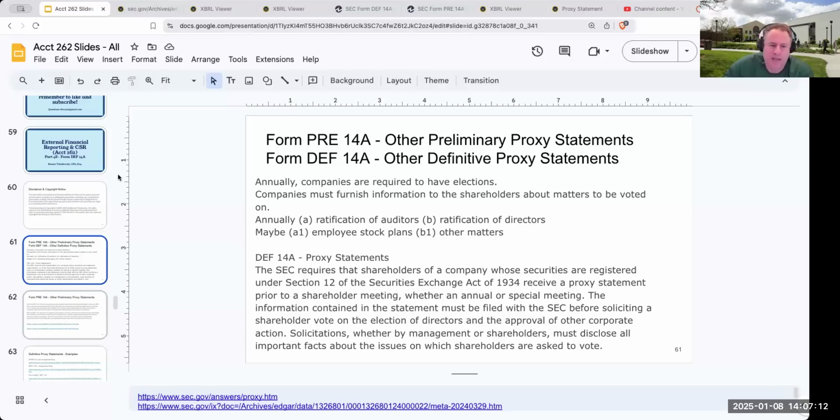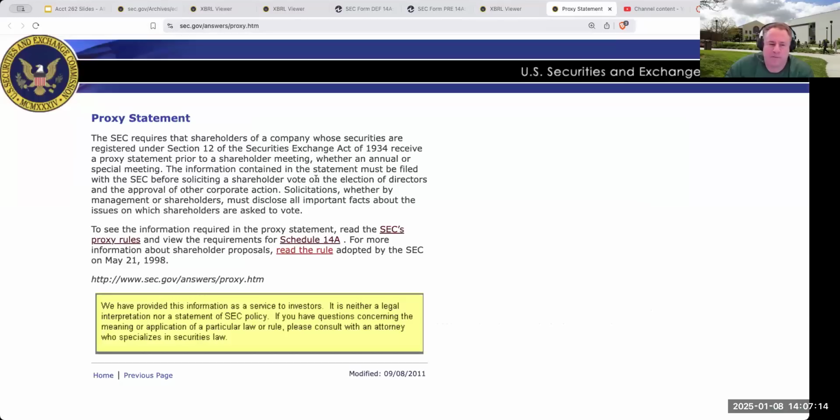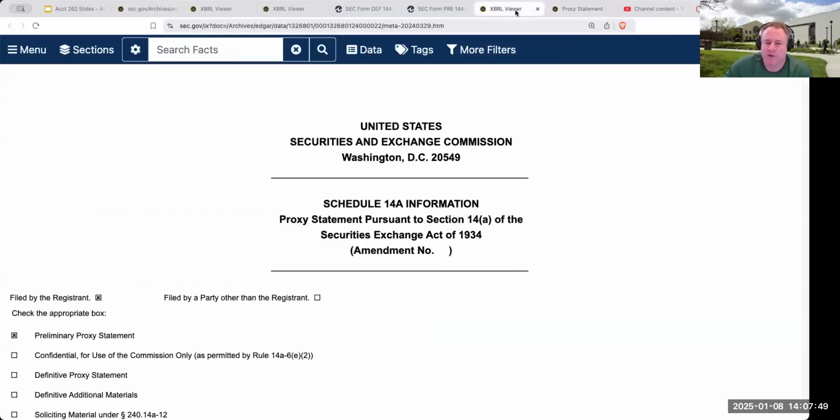So, when we look at this right over here, the SEC requires that shareholders of a company whose securities are registered under Section 12 of the Securities and Exchange Act of 1934 receive a proxy statement prior to a shareholder meeting, right? So the information must be filed with the SEC before you solicit votes. And solicitation, whether by management or shareholders, must disclose all the important facts on the issues which they're about to vote on. As you can see over here, there are a lot of different rules, but again, this is really to help out shareholders.